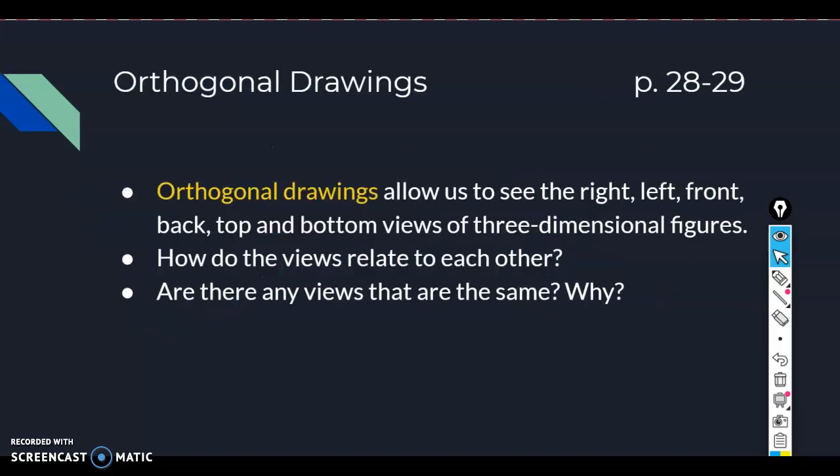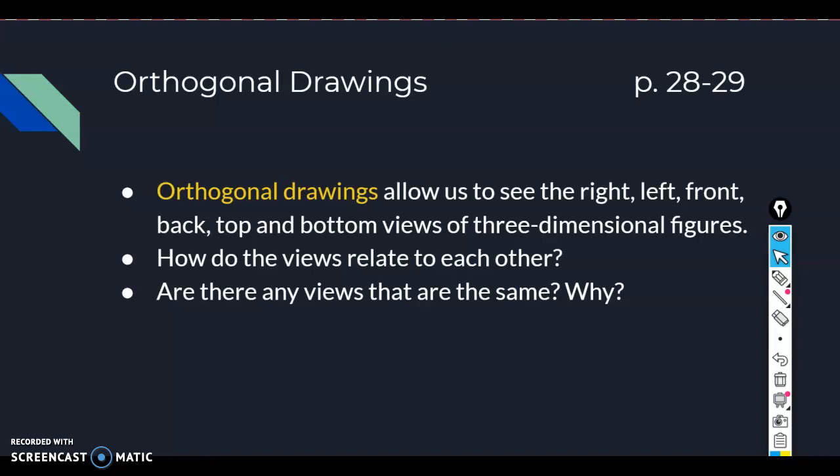Look at the bottom of page 28 under Orthogonal Drawings. Drawings by architects and engineers present different 2D views of a 3D structure. These drawings show how the structure would look when viewed from the right, left, front, back, bottom, or top. The 6 drawings on the right below are views of the prism on the left. They are called Orthogonal Drawings. What do you notice?